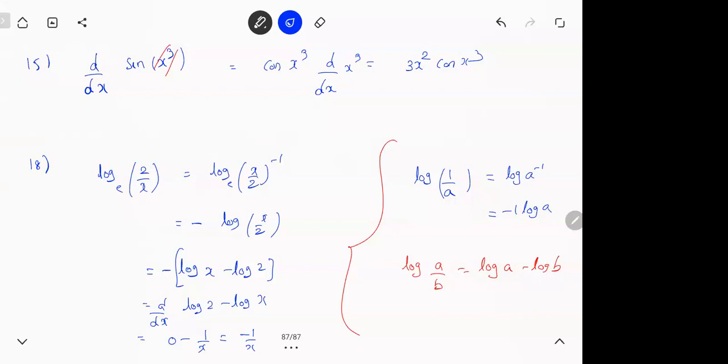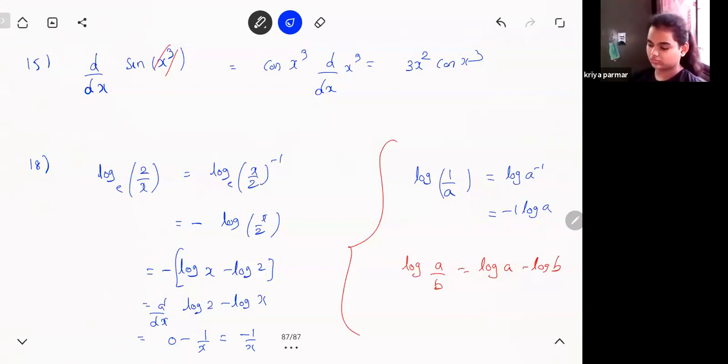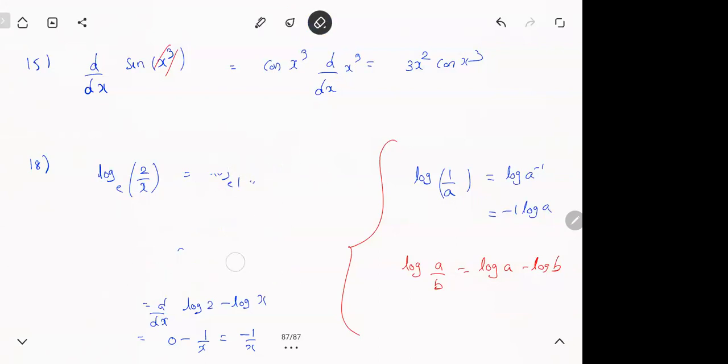But in case you don't know about logs, you can leave it for now. Don't worry. But if you know logs, it is pretty easy. So you should have known these formulas. Actually, you did not do it here. I went a little long. From here it will come directly: log 2 minus log x, and then differentiate it. Done. There's no need to reverse it. Basically, you should know this formula for logs.